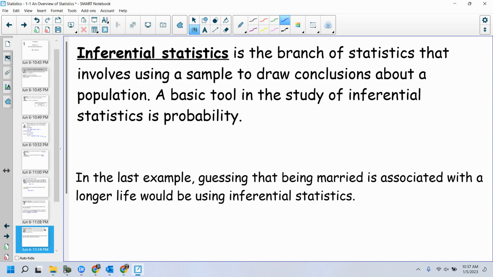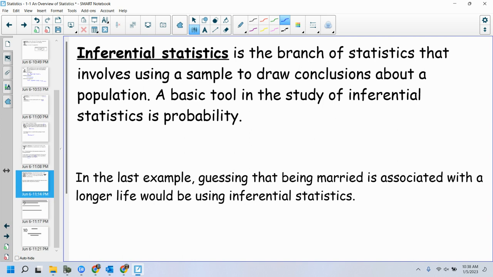So inferential statistics is the branch of statistics that involves using a sample to draw conclusions about a population. The basic tool in the study of inferential statistics is probability, right? You think about this, I can say there's a 1 out of 6 chance that I'm going to roll a 1, right? So I can then say, well, if I roll this 6 times, I bet I'm going to get one 1, right? I'm making a decision based on that. I'm inferring. I'm going to say, okay, in my total population of 6 rolls, there's probably going to be one 1. How confident am I? I'm relatively confident. Could there be more than 1? Sure. Could there be 6 ones? I guess. That's probably not likely, but it could happen. Right. So it's all depending upon how confident you are in those things that are going to happen. Okay. And now we'll talk a lot about probability.